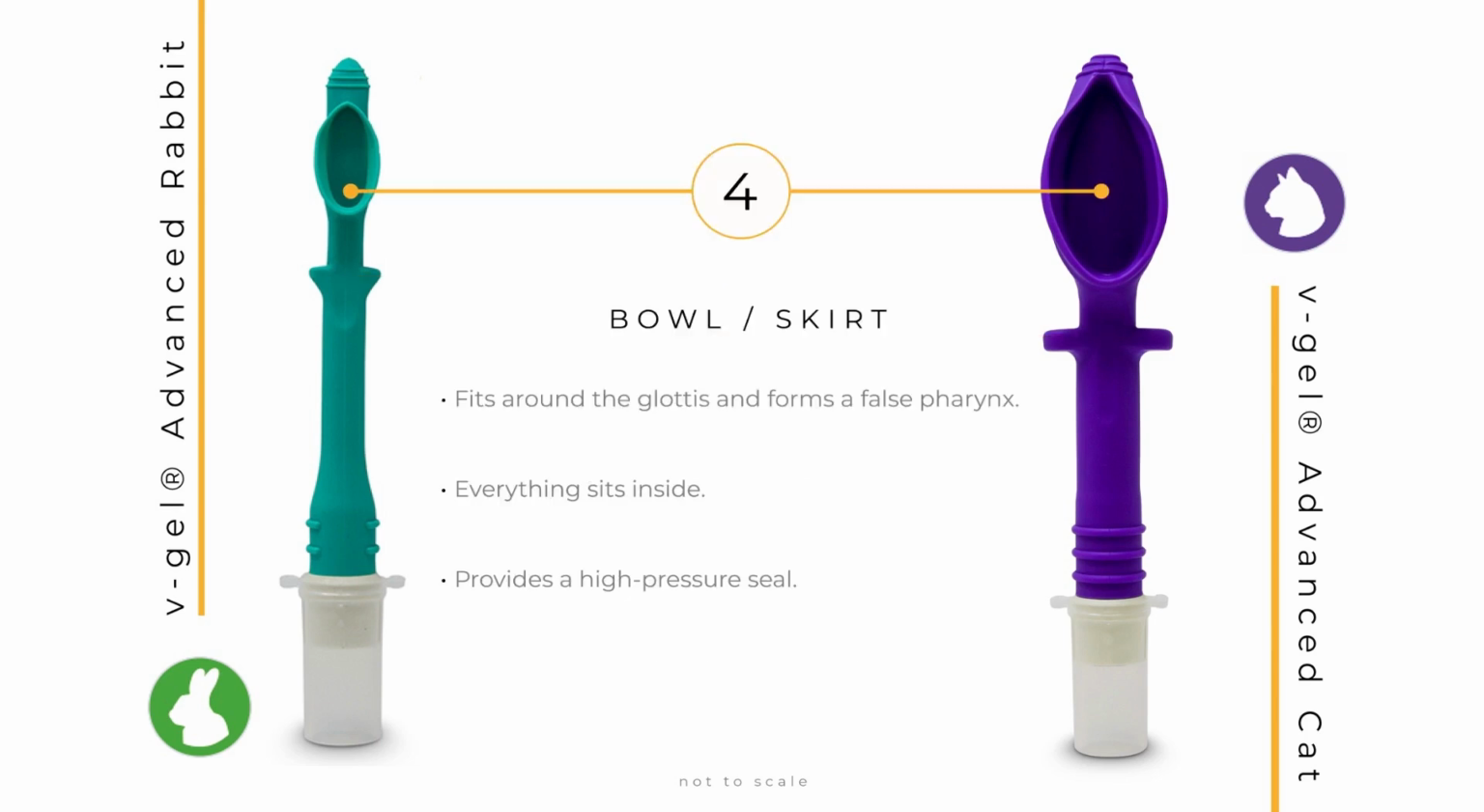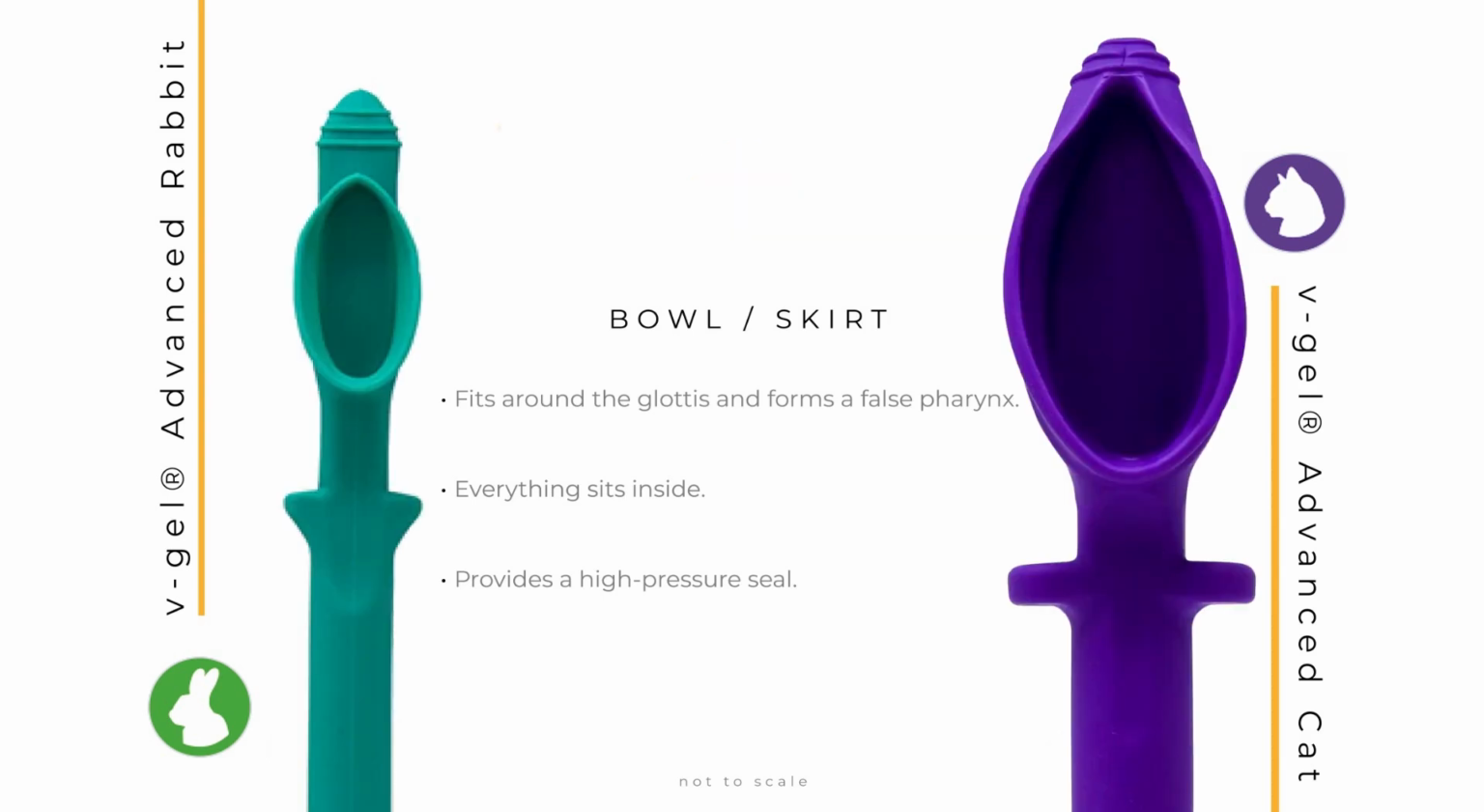Number 4. The bowl or skirt. The bowl or skirt of material surrounds the airway channel of the V-gel. This flexible skirt, once placed into position, will surround or envelope the anatomical airway structures to provide a high-pressure seal. This provides a sealed patent airway, but without touching any anatomical airway structures. A closer view of the ventral surface of the V-gel with the bowl or skirt over the airway opening of the device.